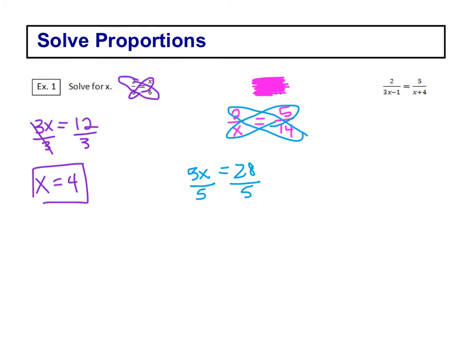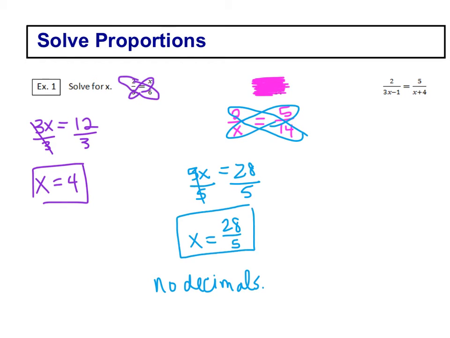Divide both sides by 5, we get x equals, now 28 doesn't divide by 5. It's really tempting to grab your calculator and give me a decimal answer, but when we're dealing with all these proportions, we don't want any decimals. So we prefer that fraction answer as long as it's reduced, and 28 over 5 cannot be reduced any further. So that one is our final answer.